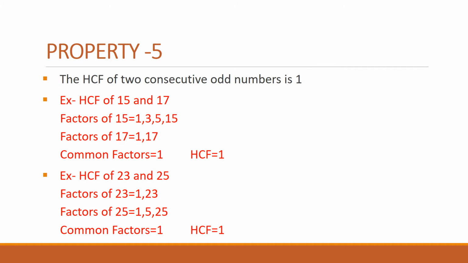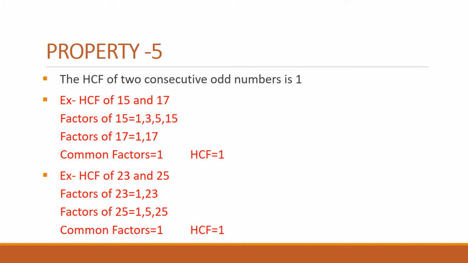Property 5. The HCF of two consecutive odd numbers is 1. Now let us take an example, HCF of 15 and 17. Now 15 is an odd number, after that the next odd number is 17. So these are two consecutive odd numbers.